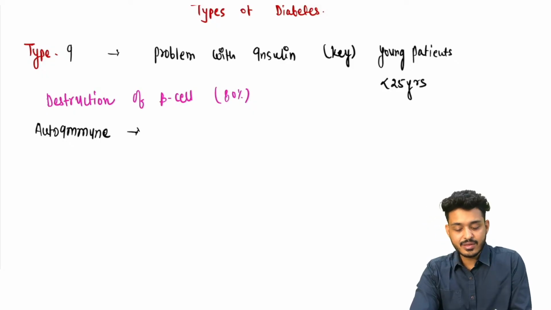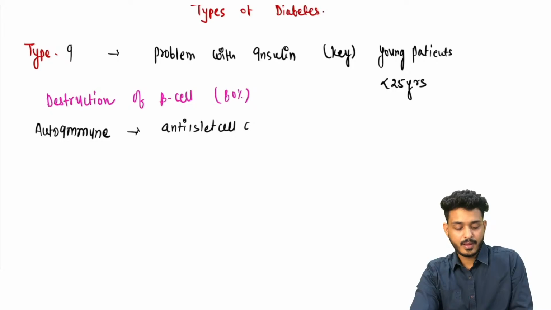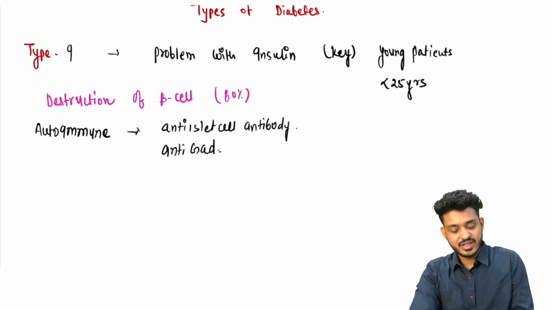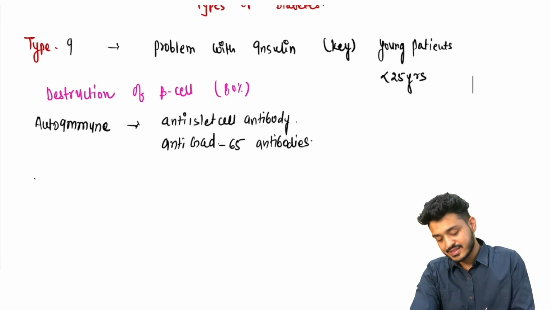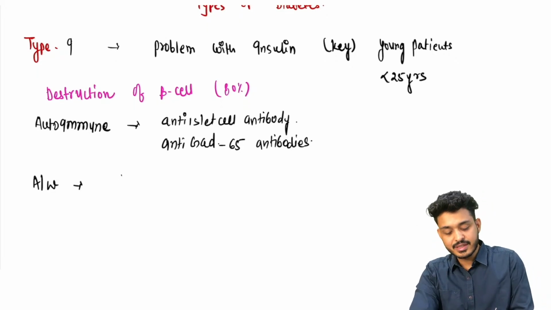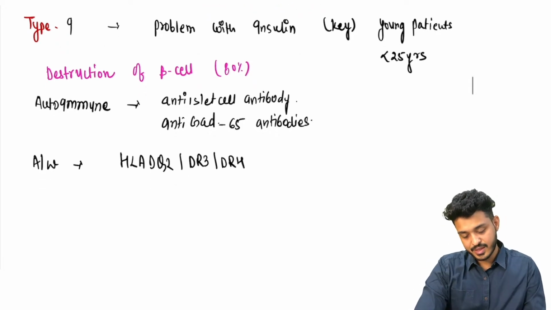The question they are asking, what are the antibodies we are going to have? So remember, here you will be having anti-islet cell antibody. We can have anti-GAD 65 antibodies. It is also going to have certain associations. This diabetes is also going to be associated with HLA DQ2, HLA DR3 and DR4. This is the association with the HLA also.